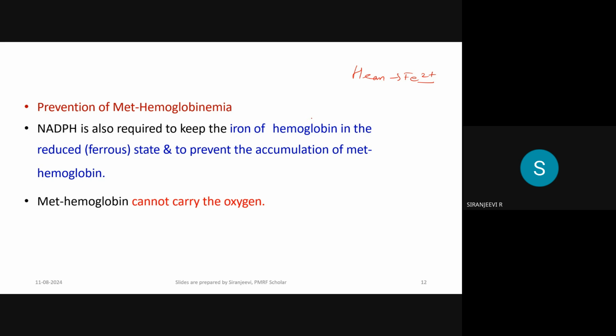So Fe2 plus is in the reduced form, not the oxidized form. What happens in the case of methemoglobin? What does methemoglobin do?